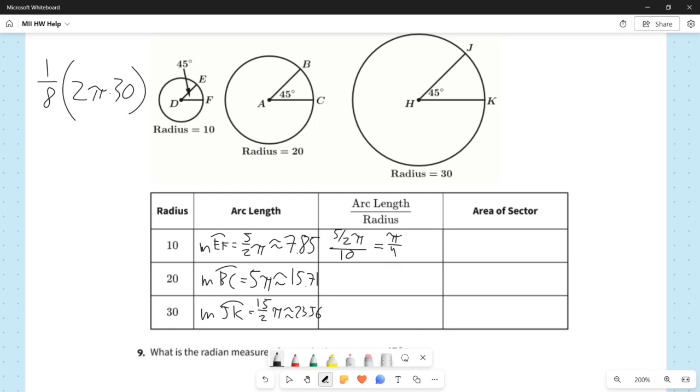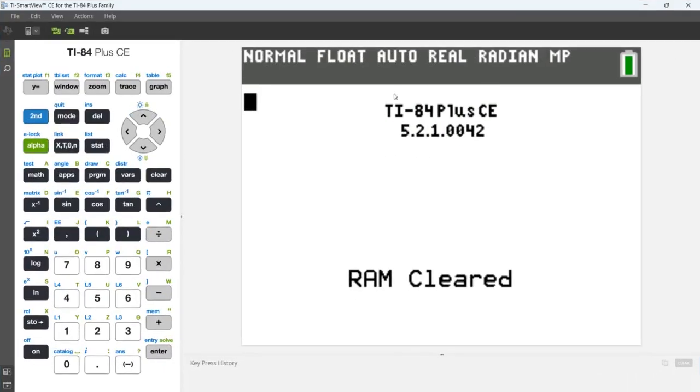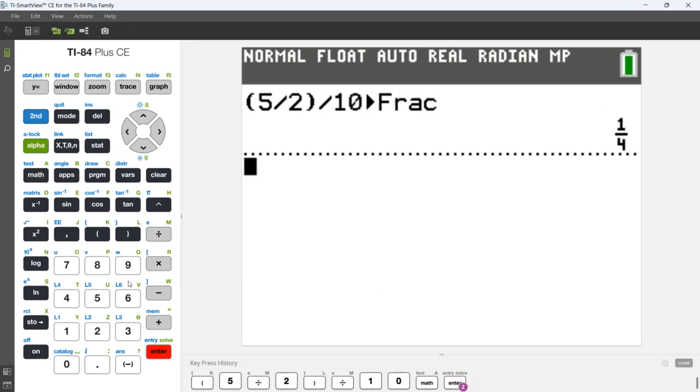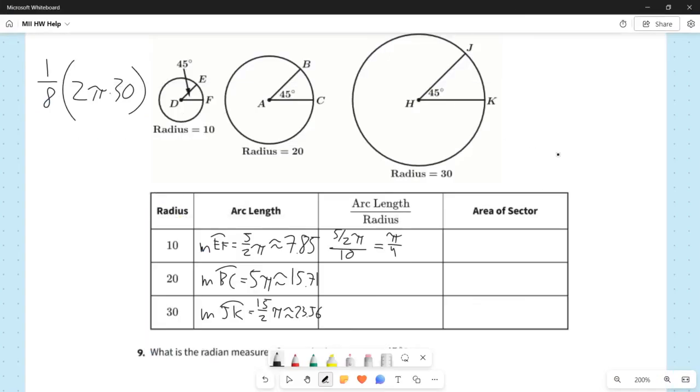If that's confusing, if you're not that comfortable with complex fractions, you can always go to the calculator and simply do 5 divided by 2. That's our numerator. And then we're dividing by 10. And if you convert that to a fraction, there's your 1 over 4. And again, the 1 goes away in this case because our numerator is pi, so we don't need the 1. So our arc length over the radius is pi over 4, which is approximately 0.785.